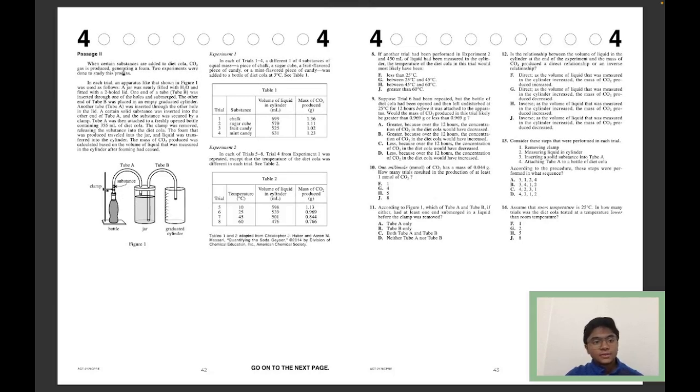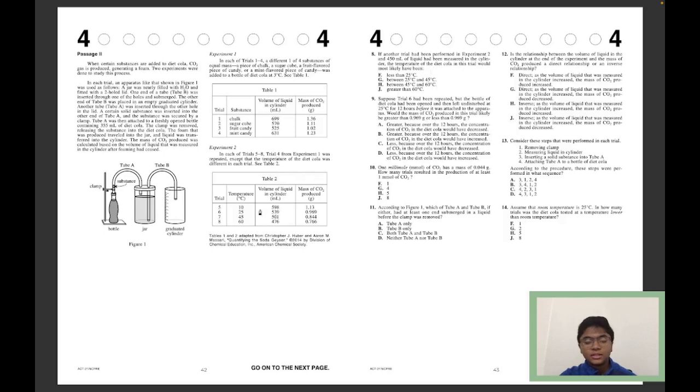When certain substances are added, CO2 is produced during foaming. Okay, so it means these experiments are testing the release of CO2 gas from adding stuff to Diet Cola. Okay, so trial, substance, volume, mass; trial, temperature, volume, mass. So it looks like in experiment 1 they're looking at different substances, and in experiment 2 they're looking at different temperatures. If another trial had been added in experiment 2, with 450 mL, okay.